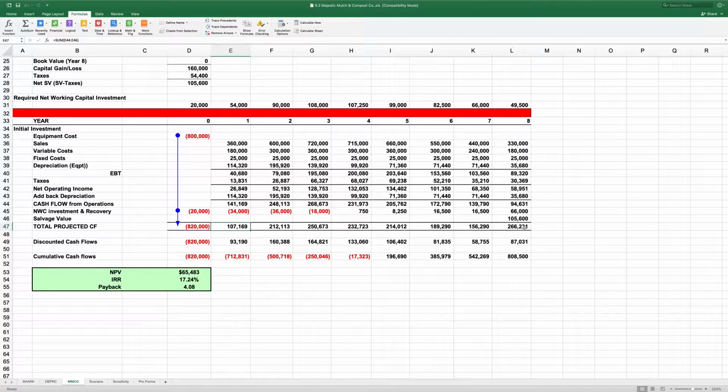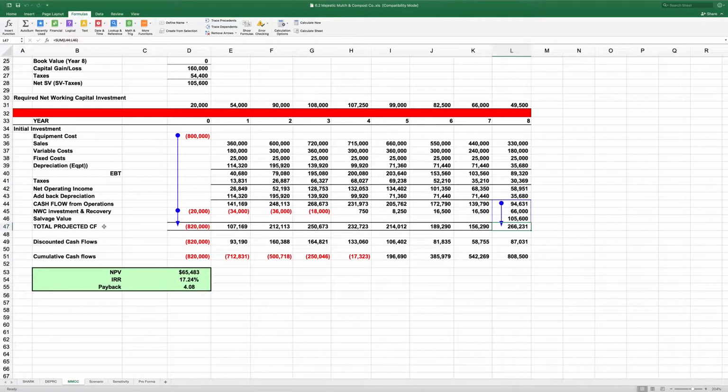It's quite complicated, the calculation, if you look at it. You add all three numbers: the cash flow, the net working capital recovery, plus the salvage value, which is adjusted for tax. After tax, 107. You add those three values together, you get 266. So along row 47, you have the projected cash flows. This is what we need.